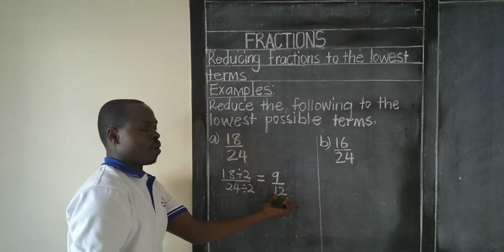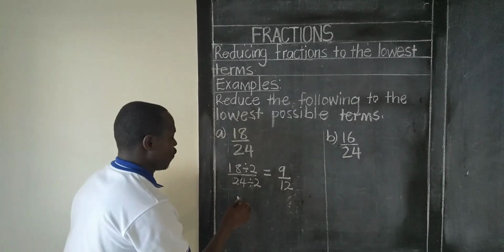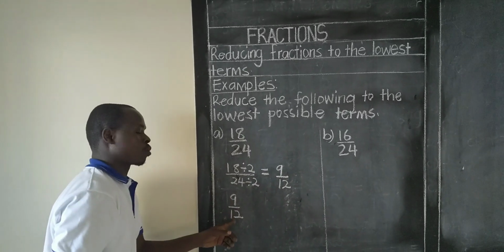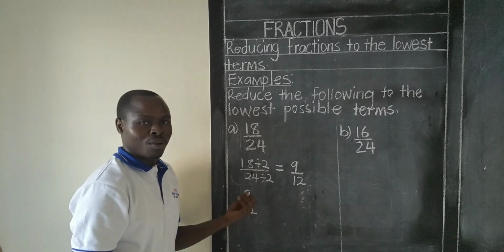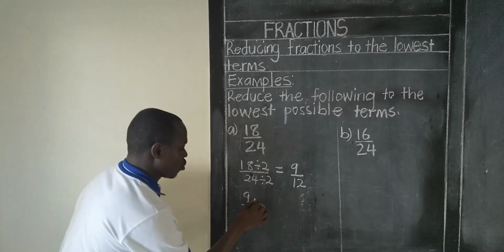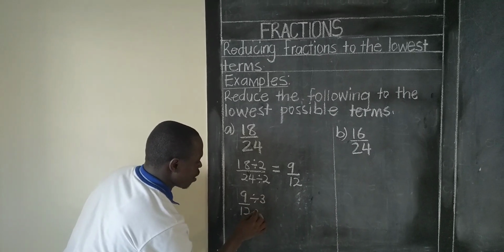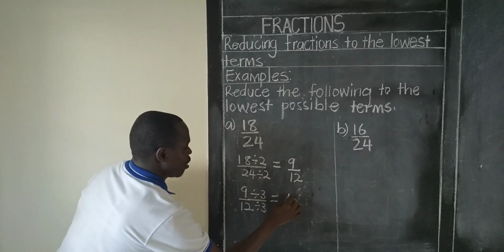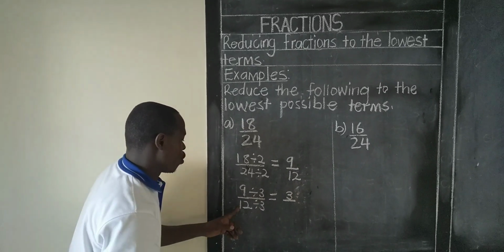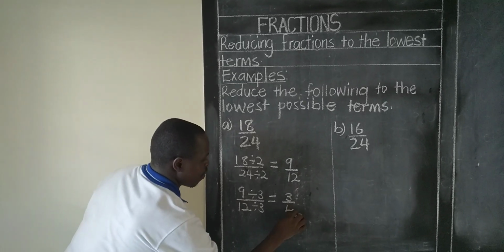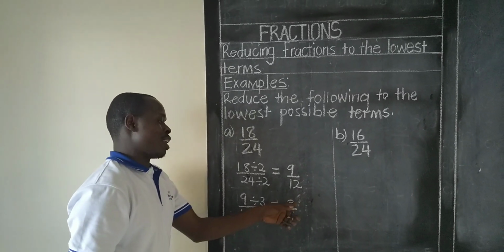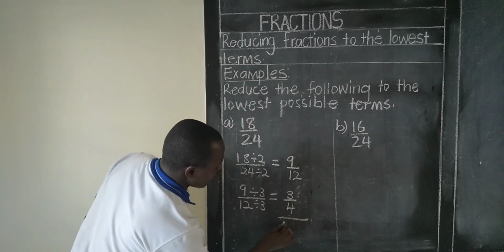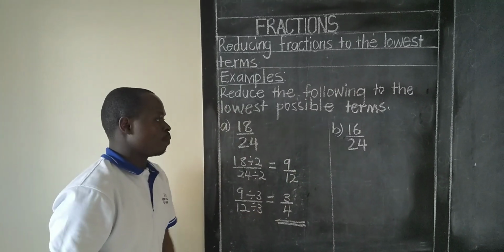This one also has a common factor. 9 out of 12 also has a common factor that can divide it through. If we look through, we realize that the common factor that can divide through 9 and 12 is 3. So we divide through by 3. This will give us 9 divided by 3 is 3, out of 12 divided by 3, we get 4. Now you realize that there is no other common factor that is going to divide through by this. Therefore, the lowest term is 3 out of 4.